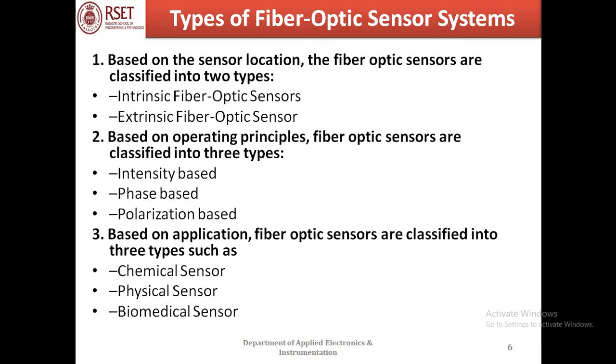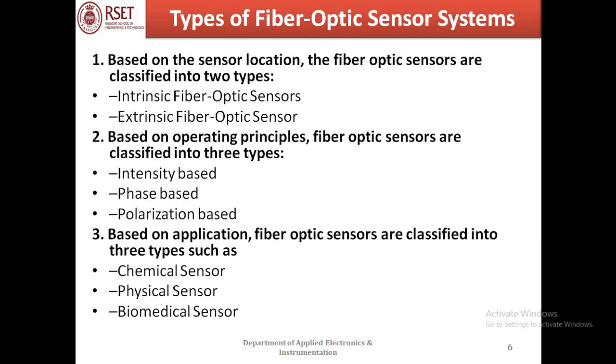Based on the operating principle, fiber optic sensors are classified into three types: intensity based, phase based, and polarization based. All these parameters may be subject to change due to external perturbation. Thus, by detecting these parameters and their changes, the external perturbations can be sensed.